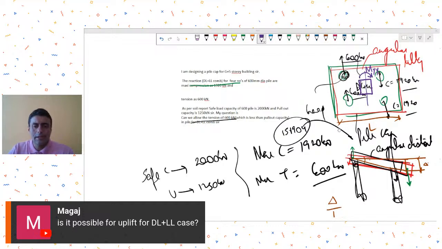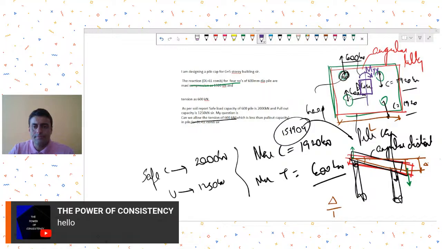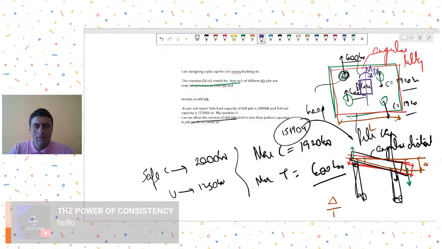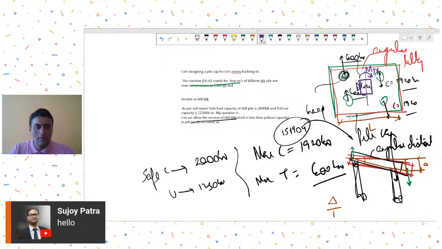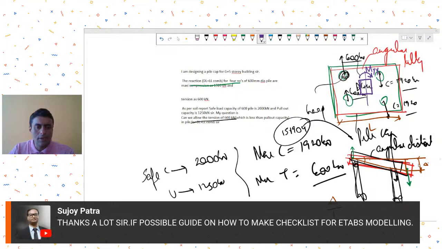Now let us take the questions from the live comments. So there is this hello, and Mr. Sujoy Patra is adding to his earlier question. If possible, guide on how to make a checklist for ETABS modeling.